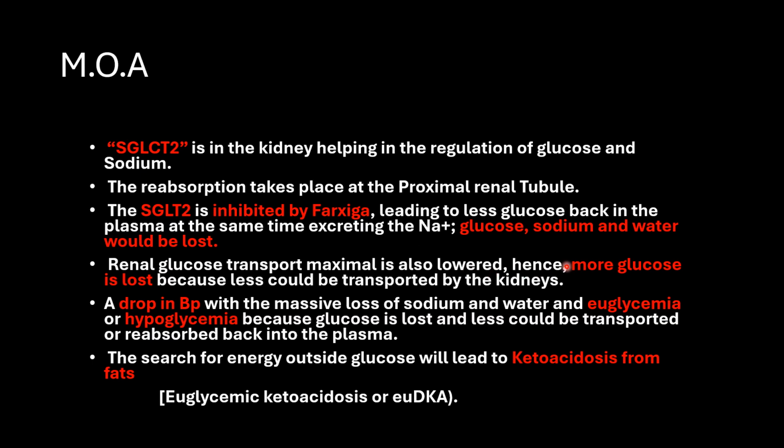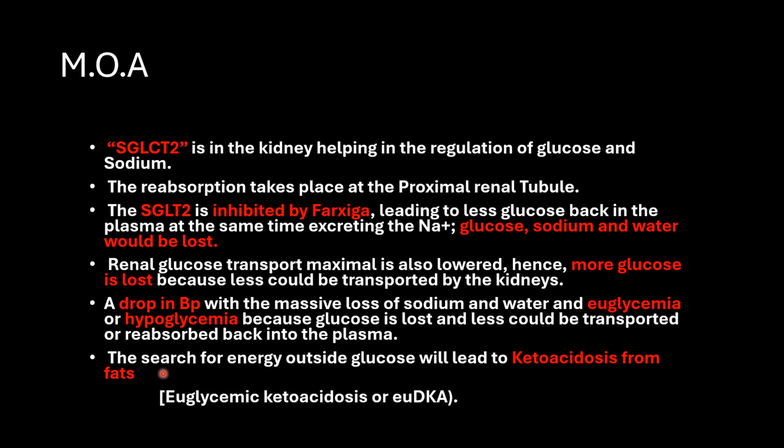Hence, more glucose is lost because less glucose could be transported by the kidney after you've ingested glucose any way you've done it. A drop in blood pressure will occur. Why that? Because of the massive loss of sodium and water. And the level of glucose will drop to normal, that is euglycemia, or even below normal, called hypoglycemia. Why that? Glucose is lost and less could be reabsorbed back into the plasma.